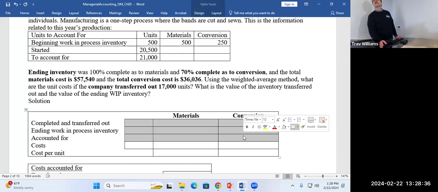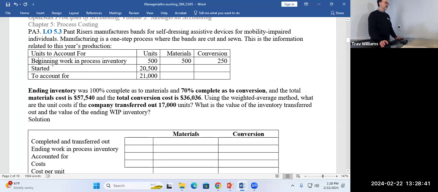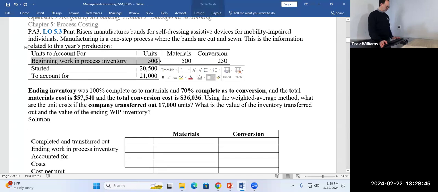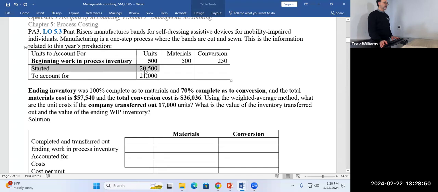What'd you say, Lizbel? Figuring out the units. Okay, so we know that they had beginning inventory of 500 units. Plus they started another 20,500. Giving them 21,000 to account for. Could we put that here under accounted for? Yes. That's a good place to start there. Let's try that again. 21,000, okay.